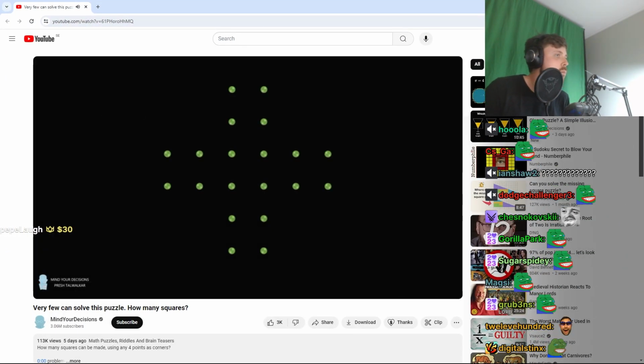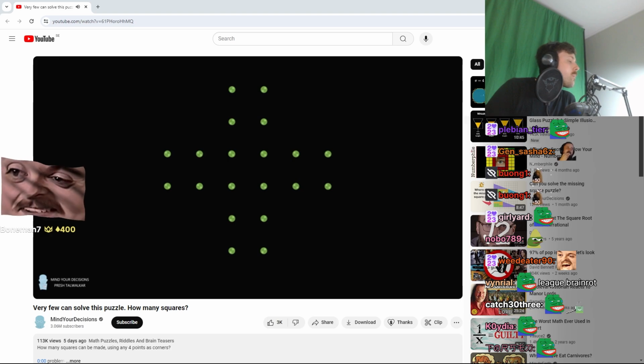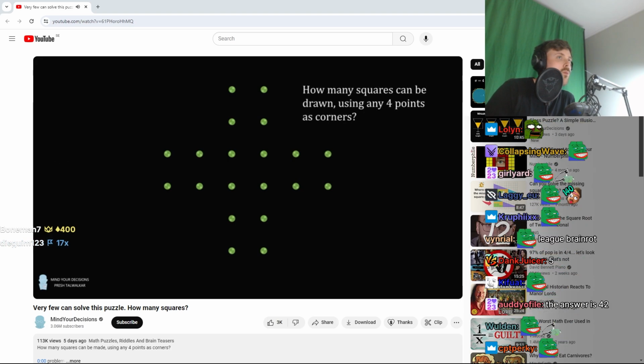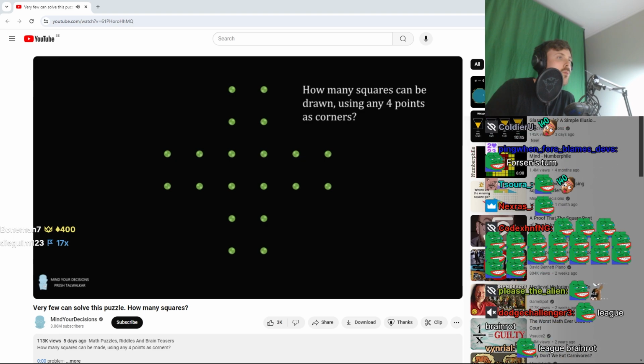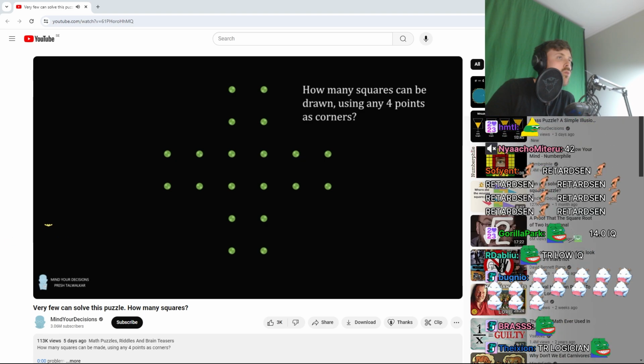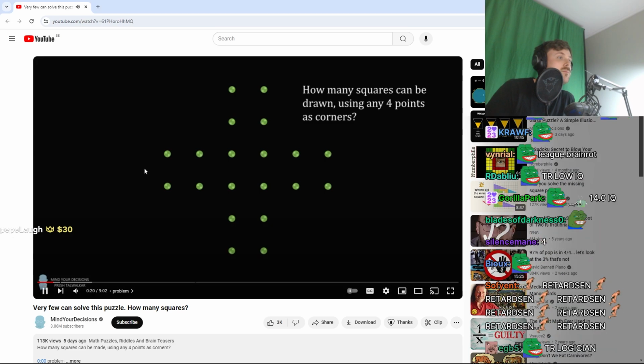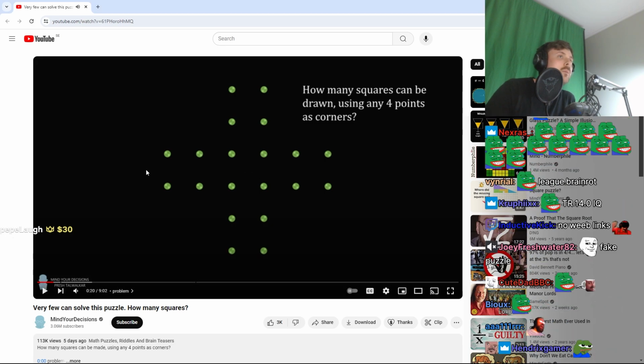Here's a nice little puzzle. 20 points are arranged in a cross as shown. How many squares can be drawn using any 4 points as corners? Pause the video if you'd like to give this problem a try. And when you're ready, keep watching. How many squares?